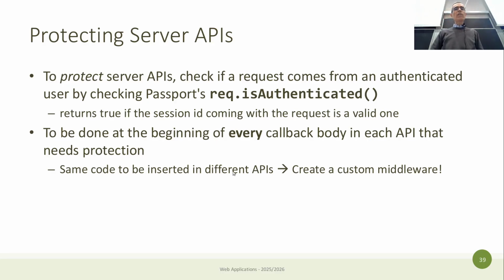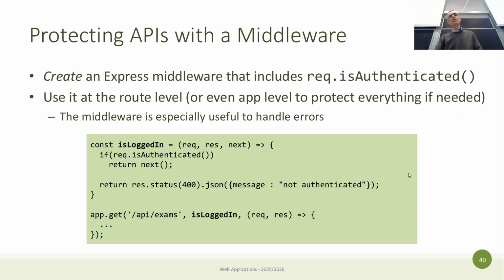Since it's to be done in different APIs, in many APIs, it's good to create a custom middleware. So, this is quite simple. I mean, it's just an if. But then, if it's not authenticated, you want to give an answer saying not authenticated and so on. And you have to copy paste this in all APIs on the server if you don't have a middleware that encapsulates this behavior in a single place. Okay? So that's one possibility, but I encourage you to use this middleware, which is very simple to write. Okay? Just copy pasting again.